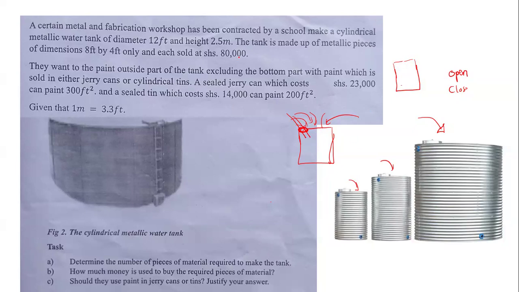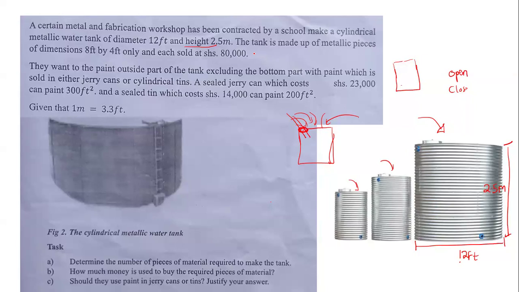They told us that the tank they want to make is 12 feet across and a height of 2.5. If this is the tank that I'm going to assume, here it is 12 feet, and up here it is 2.5 meters. Now, I want you always to check: when they mix these units, you must first work out with the same units.